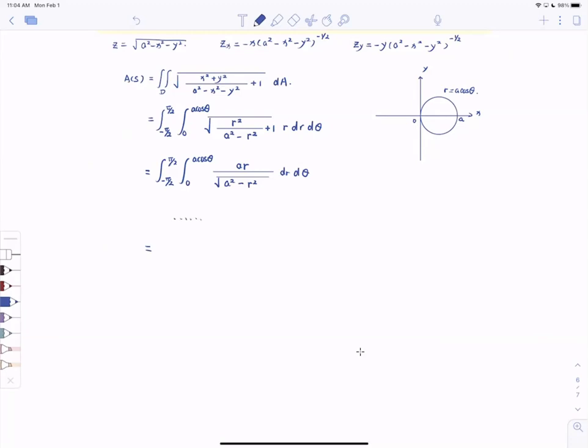The answer should be a squared times (pi minus 2). Okay, that's it. Any question? So as you can see, whenever you see something like a circle or part of a circle, you should convert it into polar coordinates, and when you convert it, make sure you multiply by r dr d theta, and that's it.